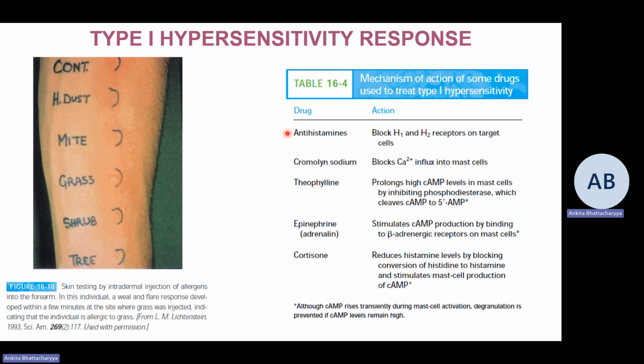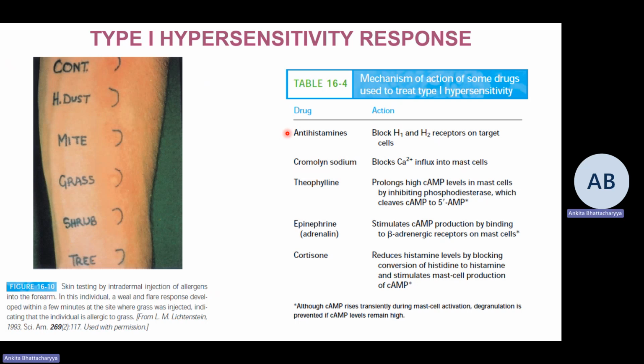Cromolyn sodium blocks calcium influx into the mast cells for their degranulation. Theophylline prolongs high cyclic AMP levels in mast cells by inhibiting the phosphodiesterase, which cleaves cyclic AMP to 5' AMP. Epinephrine, or adrenaline, stimulates cyclic AMP production, and cortisone reduces histamine levels.